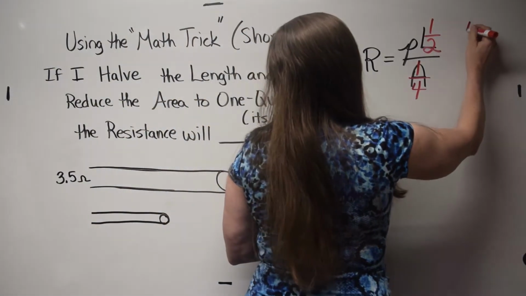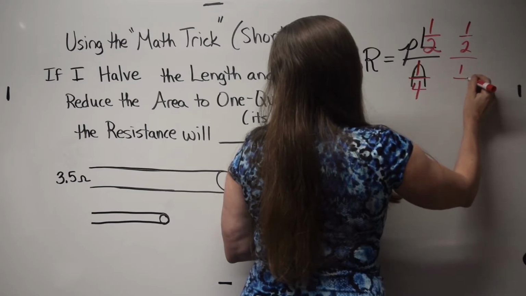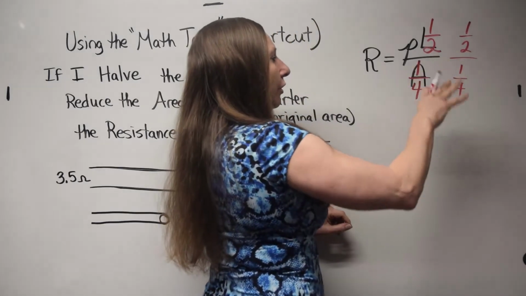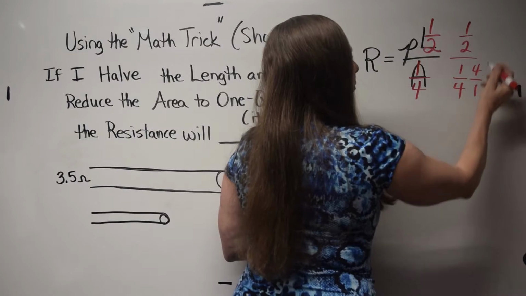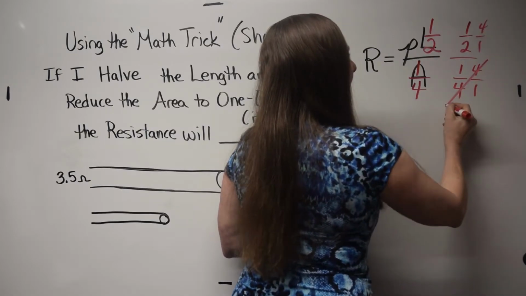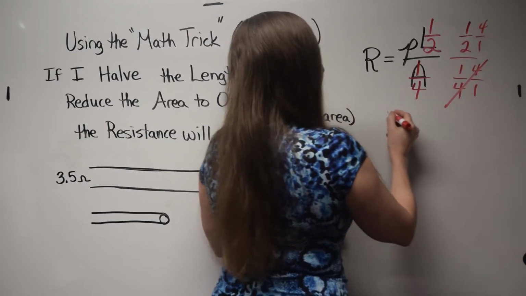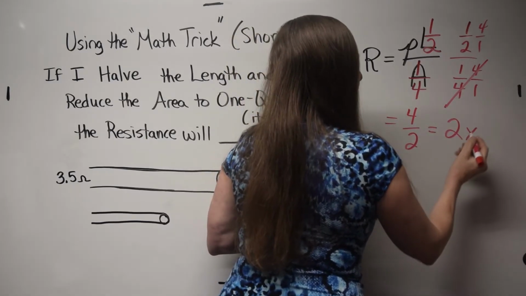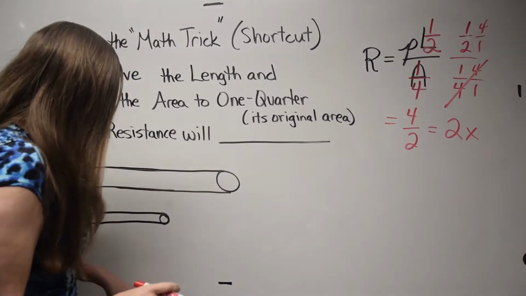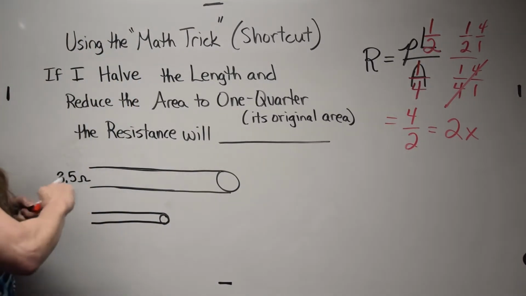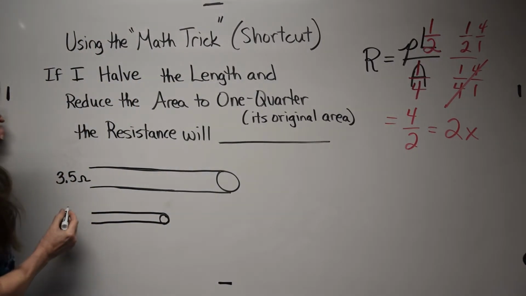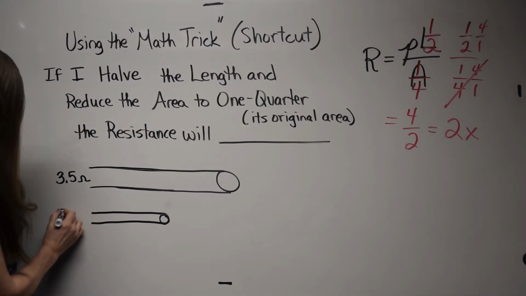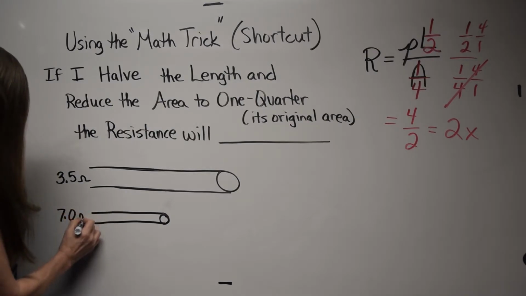All right, so we've got 1/2 divided by 1/4. You can invert and multiply. 4 over 1, that cancels. 4 divided by 2 is 2 times. So the resistance will be double what it was originally. So instead of 3.5, the resistance of this wire is going to be 7 ohms.